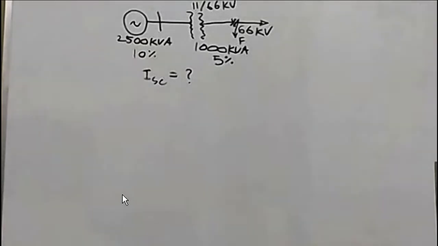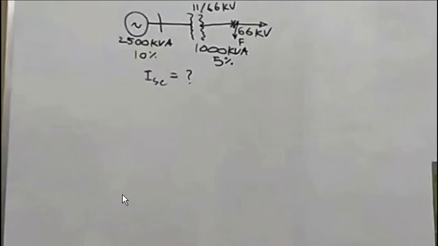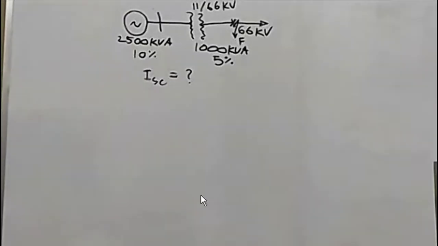You understand, IHC is equal to what? What is IHC? IHC means I into 100 divided by percentage reactance, the short circuit current. Good, you clearly understand.